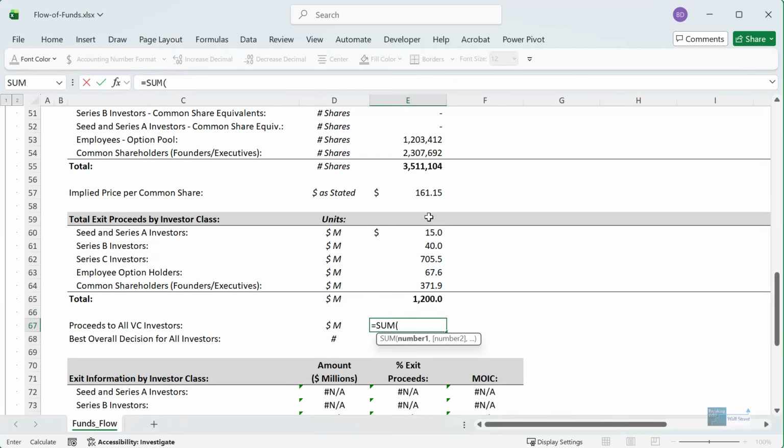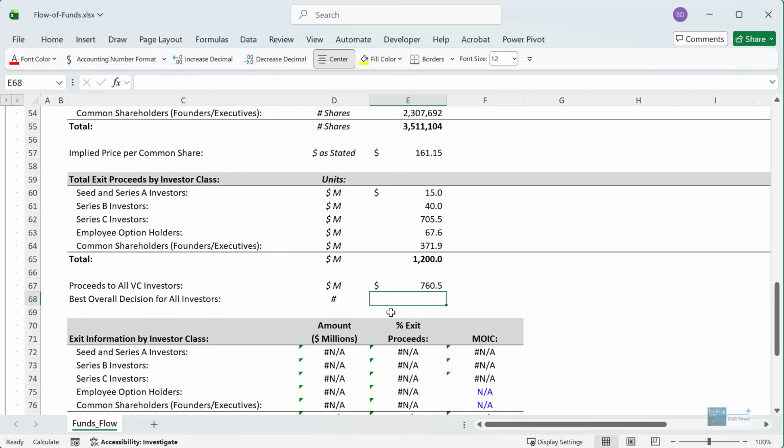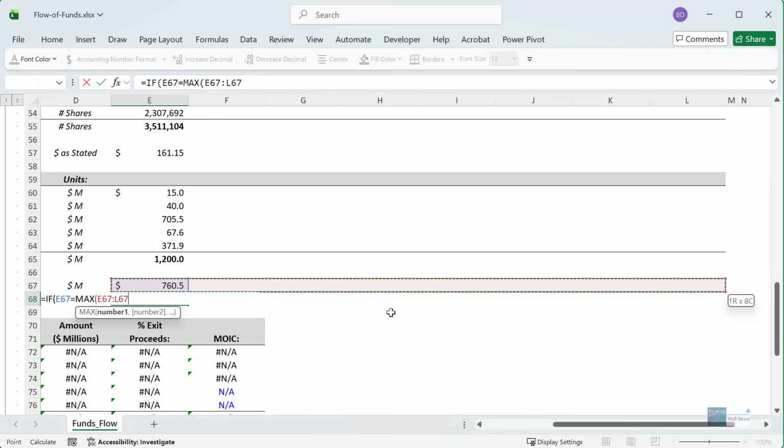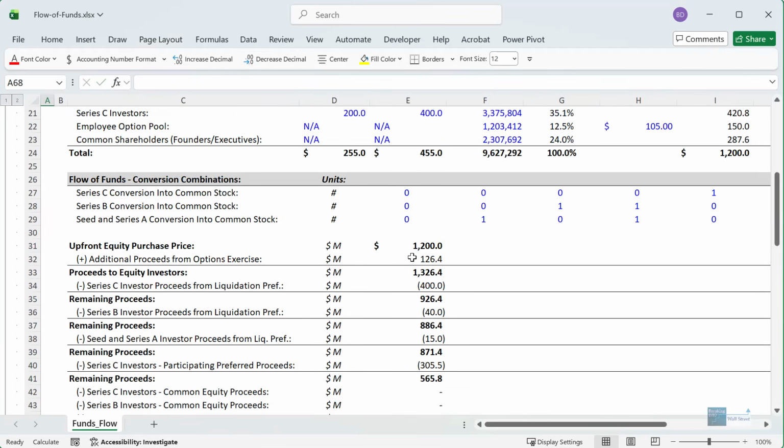You can then add up the proceeds to all the VC investors right here. And then to determine the optimal decision, you have to look at this number and then compare it to the maximum. So we want to take this whole range right here through L67. And if it equals the maximum of this range, then it is the best decision. Otherwise, it's not. Here, it's a little bit silly because we only have one column filled out.